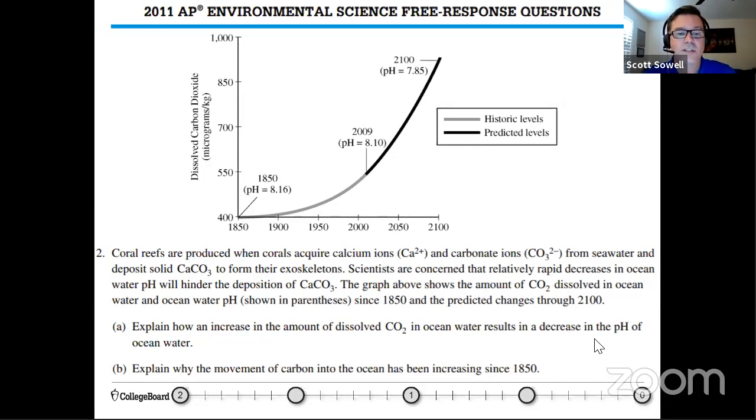Two parts here that I want you to take about a minute to do. Explain how an increase in the amount of dissolved CO2 results in a decrease of the pH, and explain why that's happening. So let me give you a minute and a half for that.